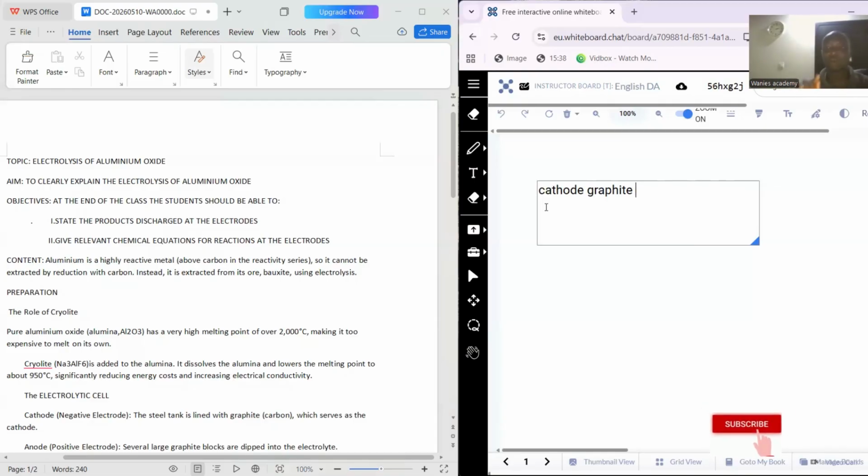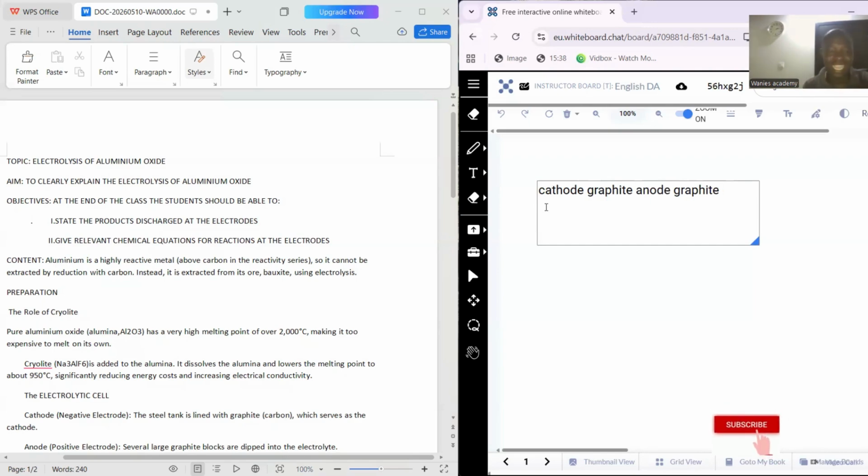Then the positive electrode that we call the anode is also graphite. Several large graphite blocks are used as the anode. Similarly, graphite blocks are also used as the positive electrode in the electrolysis of aluminium oxide.